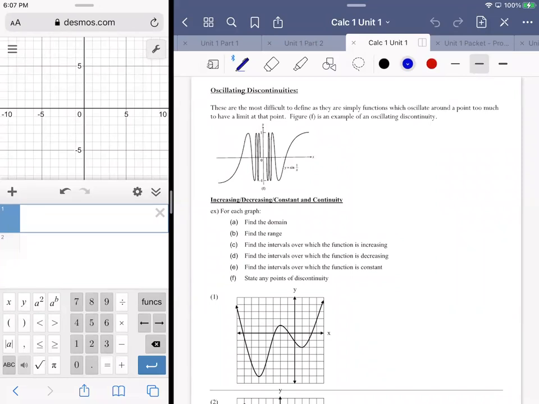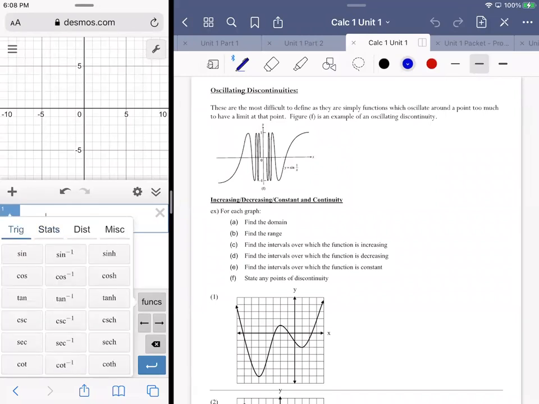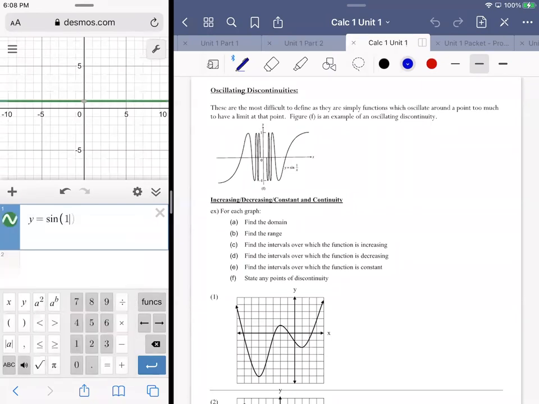All right. So oscillating discontinuities. These are the most difficult to define, as they're simply functions which oscillate around a point too much to have a limit at that point. All right. So here's an example: y equals the sine of 1 over x. So I'll just type that in: y equals the sine, under trig, of 1 over x.